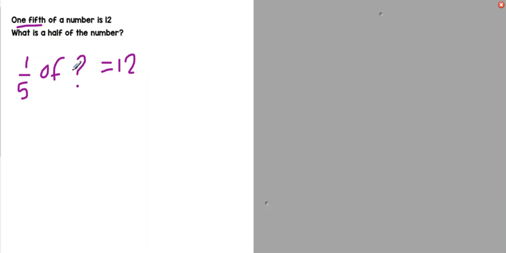Okay, so in order to do that, you would do the inverse operation, wouldn't you? So you would take your 12 as 1/5 and you need to find 5/5, don't you? So you would multiply it by 5. Okay, once you have done that, you then need to find what is half of the number. So half of this question mark here. Okay, pause the video now and have a go.